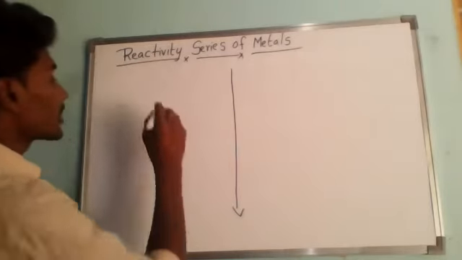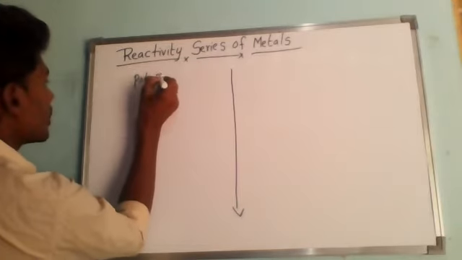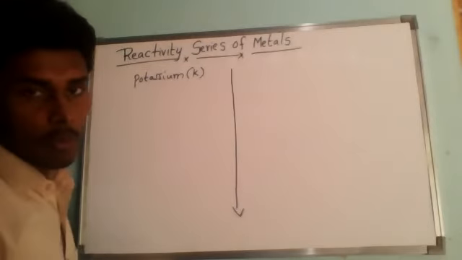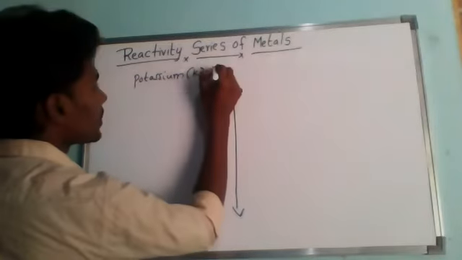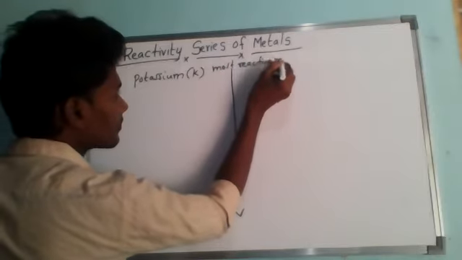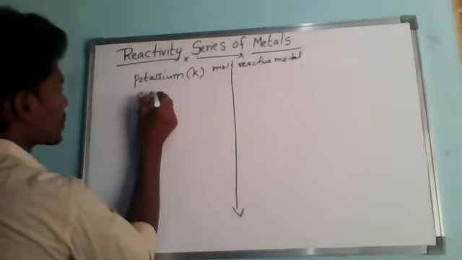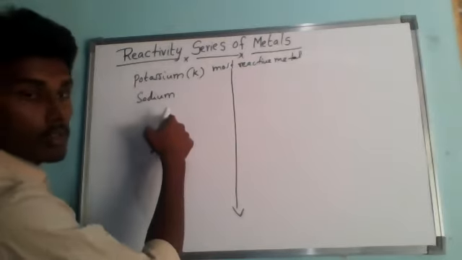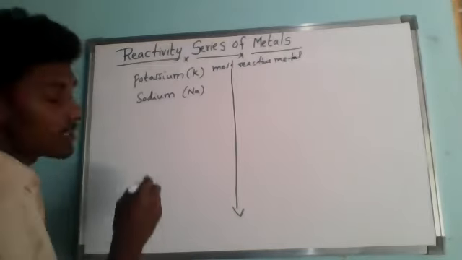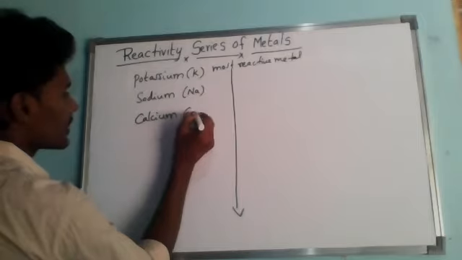The most reactive metal, if we take potassium, has the symbol K, which is taken from the Latin word. You have to remember it. This is the most reactive metal. Next is sodium. The sodium symbol is Na. This is called the metal activity series. Next is calcium, and the symbol is Ca.